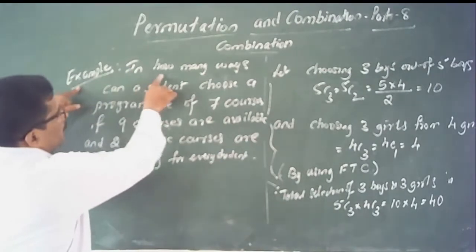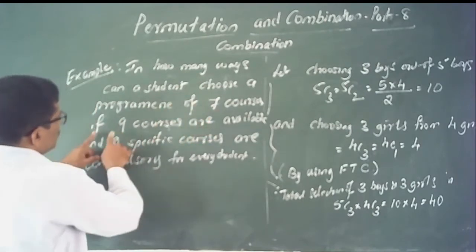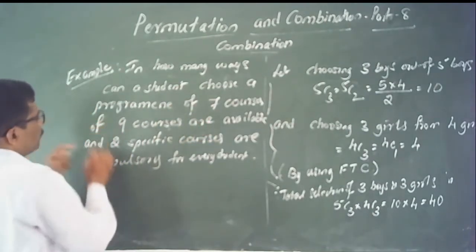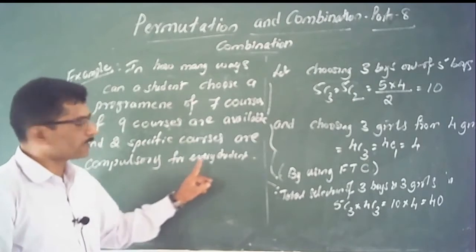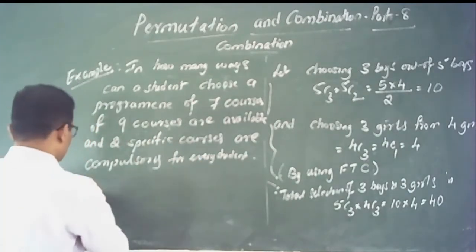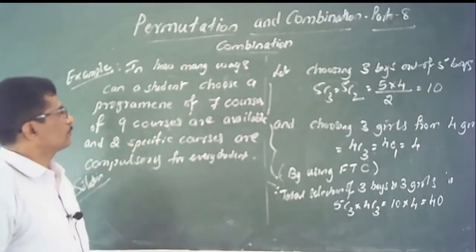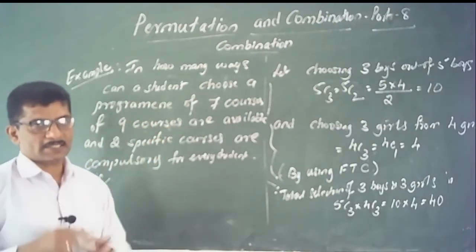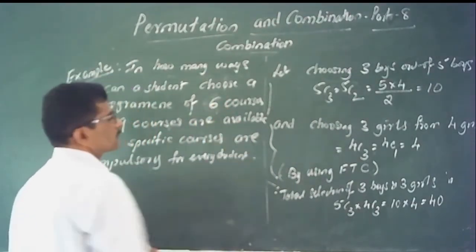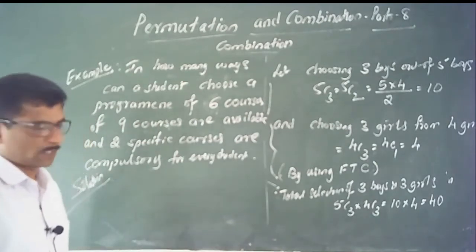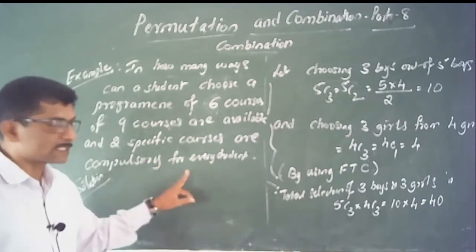The next problem: in how many ways can a student choose a program of 6 courses if nine courses are available and two specific courses are compulsory for every student? What is given here? In a college, nine courses are there. You can choose six courses. Nine courses are available. Two specific courses are to be compulsory for every student.